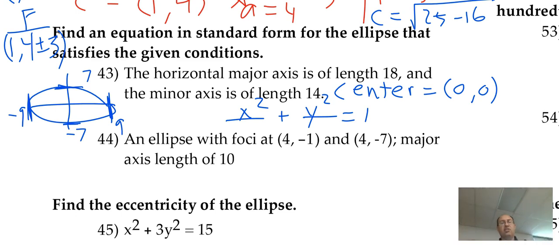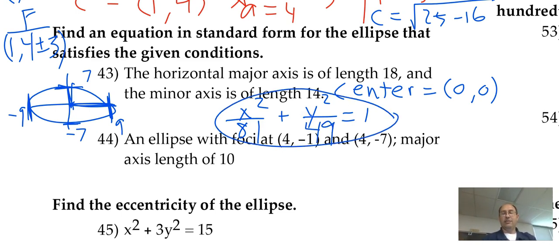All right, so what do I do to find the denominator under the x squared term? Something to do with 9. 81. 9 squared is 81. How about that 7? What are we going to do with 7? Square, 49. 49. Good job.